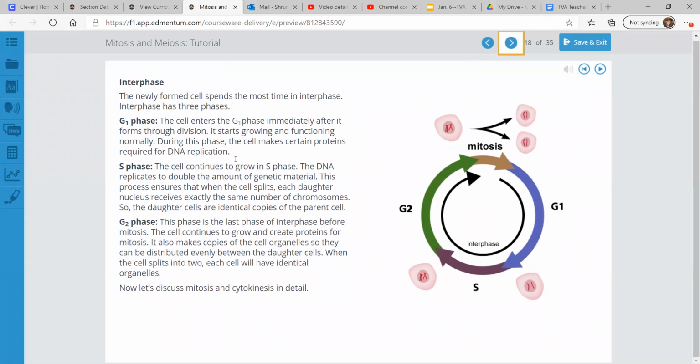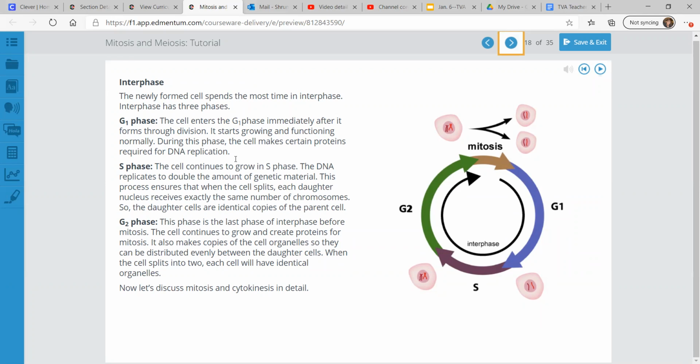S phase, the next phase, we have the cell continuing to grow. The DNA replicates to double the amount of genetic material, and this process ensures that when the cell does split, each daughter nucleus receives exactly the same number of chromosomes. So the daughter cells are identical copies of the parent cell. And then you have G2.